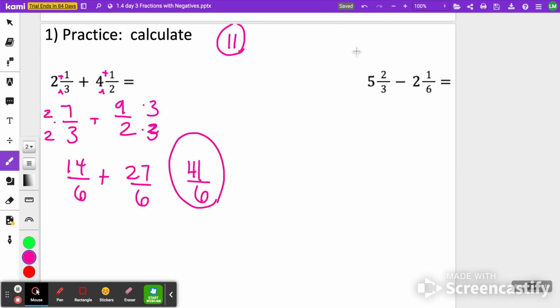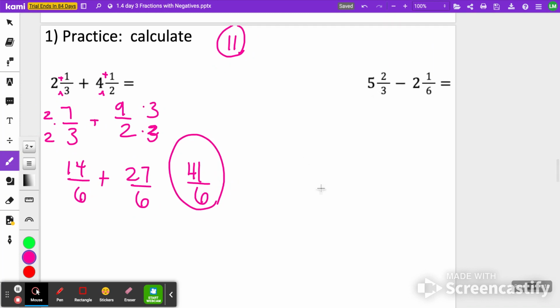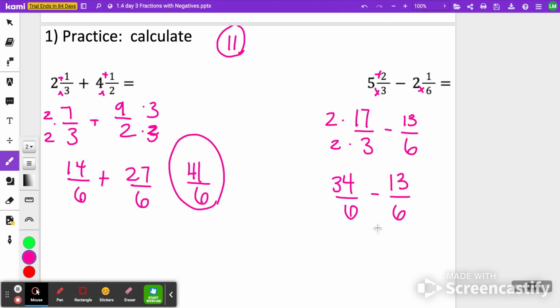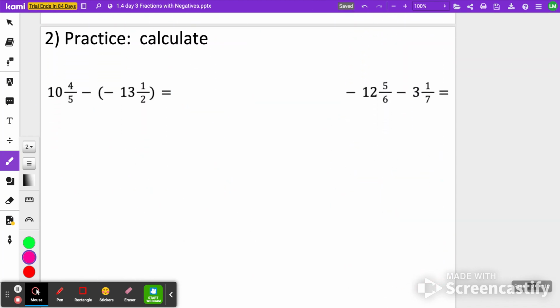The next one, we have 5 2/3 minus 2 1/6. Again, we're going to change that mixed number to an improper fraction. 3 times 5 is 15, plus 2 is 17/3, minus 2 times 6 is 12, plus 1 is 13/6. Easy way to change this, change everything to the denominator of 6. 2 times 17 is 34/6, minus 13/6. 34 minus 13 will be 21/6, but keep in mind 21 and 6 can both be simplified by 3, where we get 7/2.